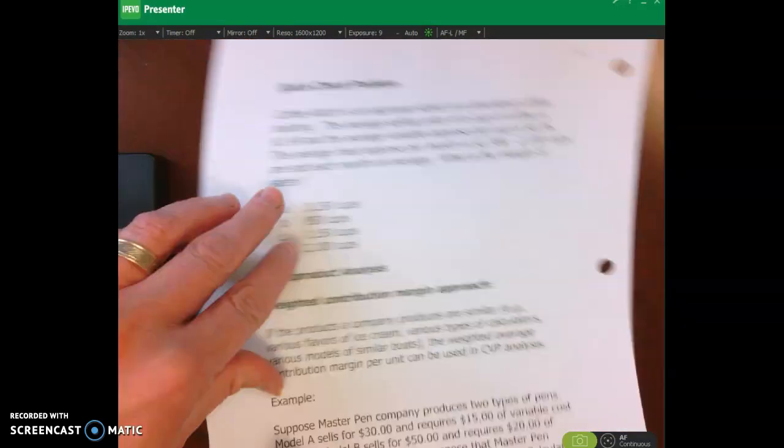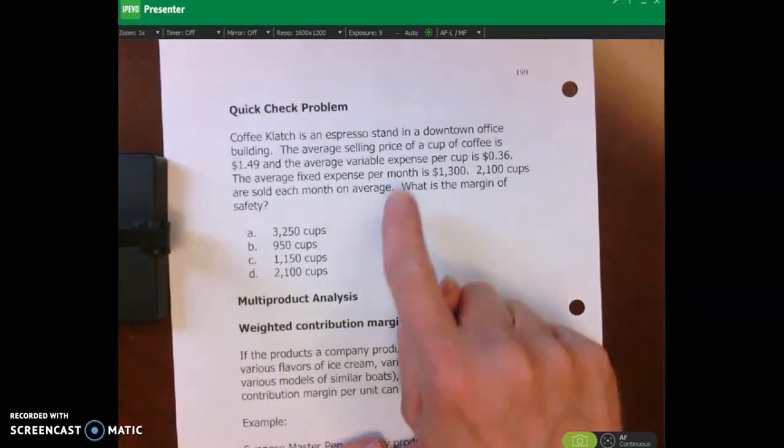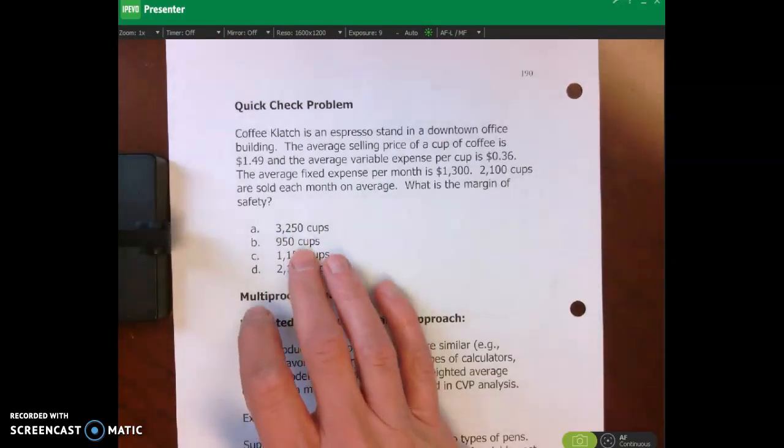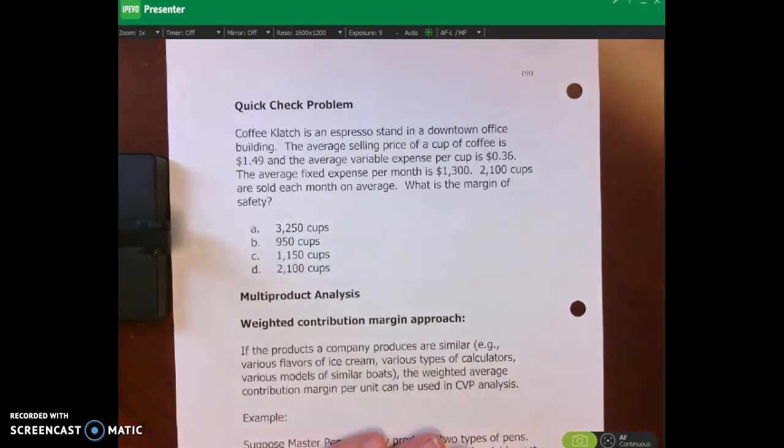So I have this problem right over here, another coffee clutch problem. And so I want you to pause the lecture video and do this problem, and then we will review it together. I need to give you one hint to solve this problem, is that you first need to calculate break even, okay? So give it a try, unpause the lecture video, and then we'll go over it.